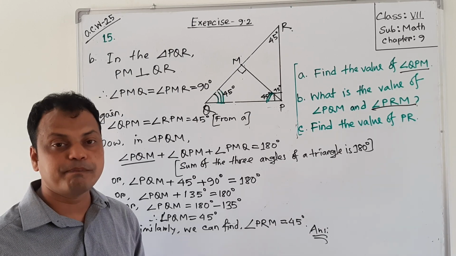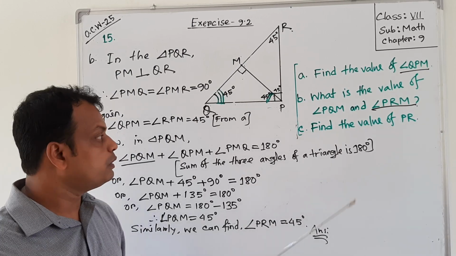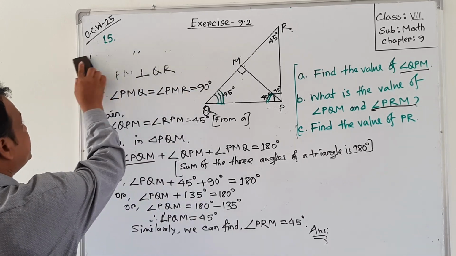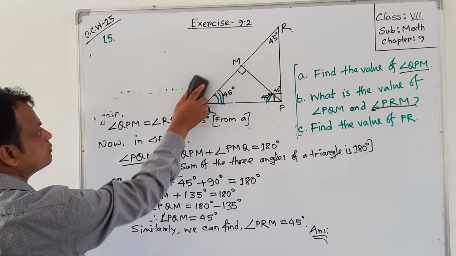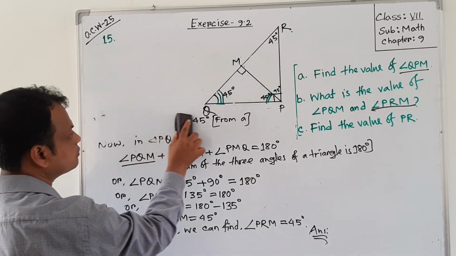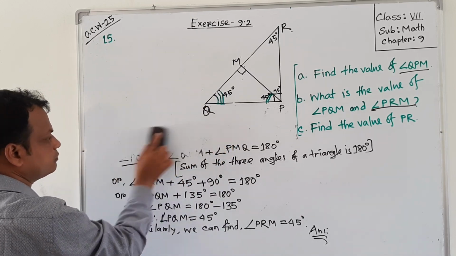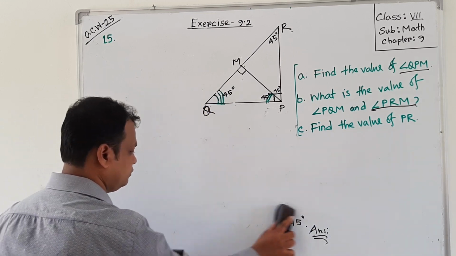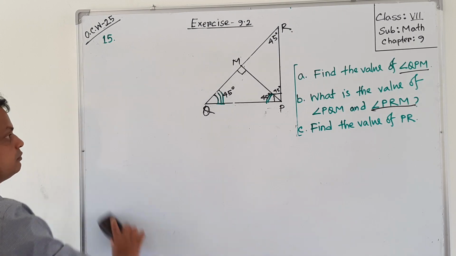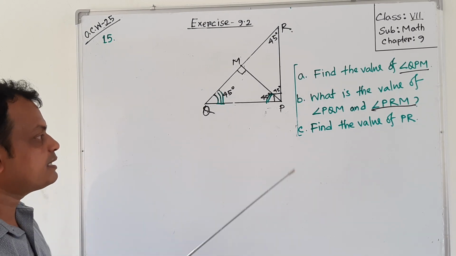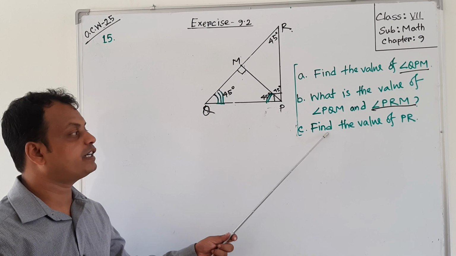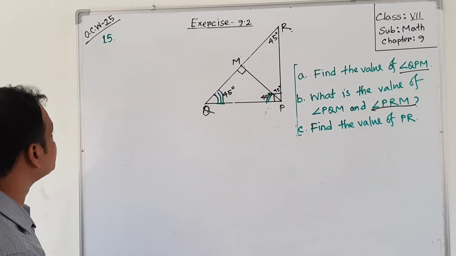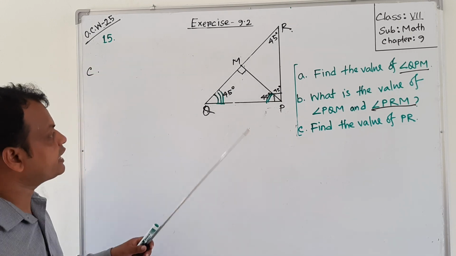So this is the result of B. After that, we'll solve C, find the value of PR. I will erase this one, B. In question C, we have to find the value of PR. Look here.